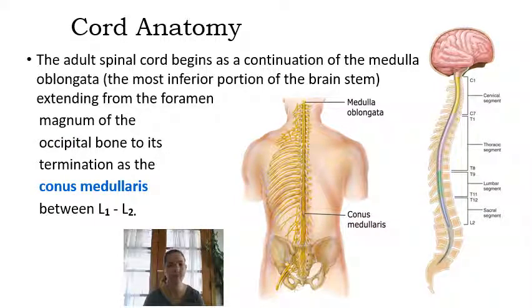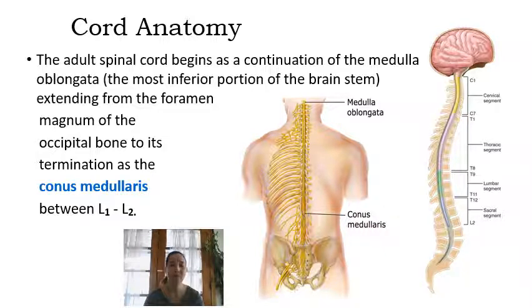Okay, so let's look at the overall cord here. Your spinal cord begins at the base of the brain. So the brainstem comes off the base of the brain. The spinal cord will then leave the skull through the foramen magnum and extend down through all of those vertebral foramina.